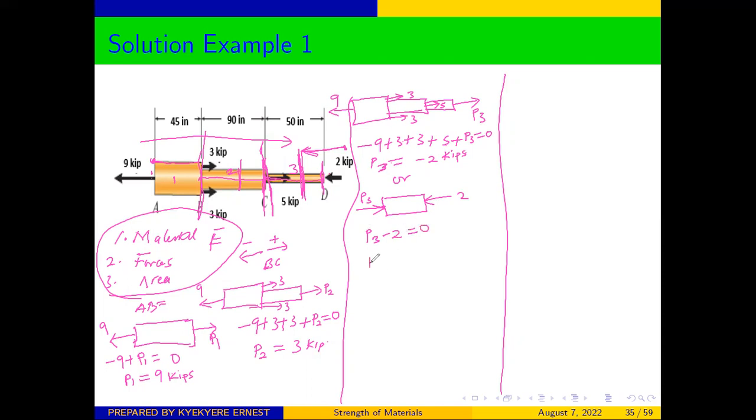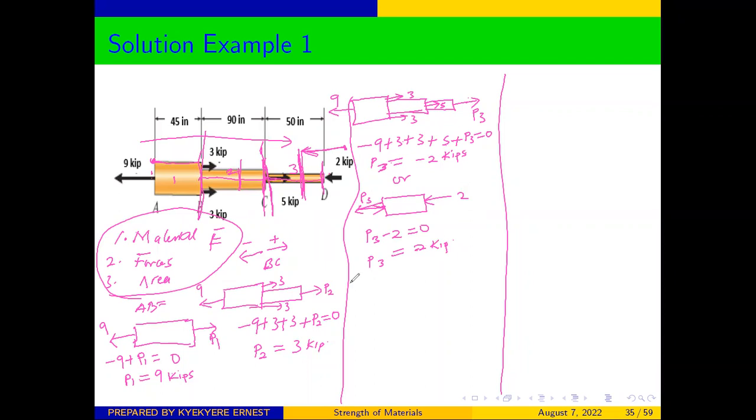And from there, our P3 will be equal to 2. It is the same thing, just that the direction is changing. That is why we are getting positive 2 here. The direction we indicated is changing, that is why we are getting positive. If we were to indicate this direction as going this way, we would have also gotten negative 2 as in this case. Since this is going that way, the other one should be in the opposite direction, so we are going to get the same thing from there.